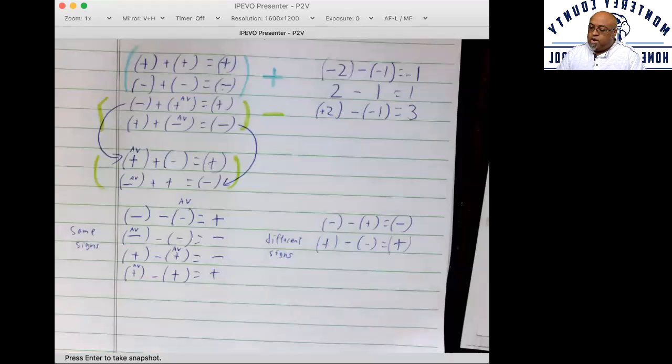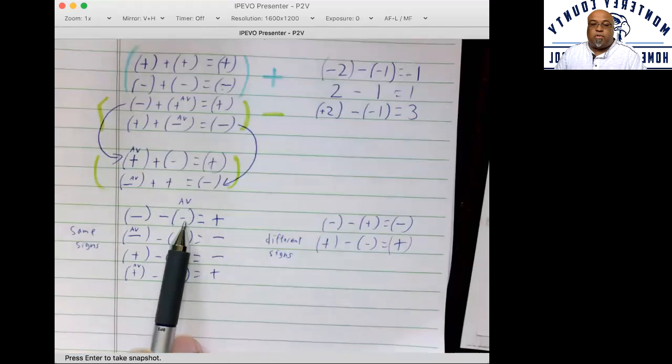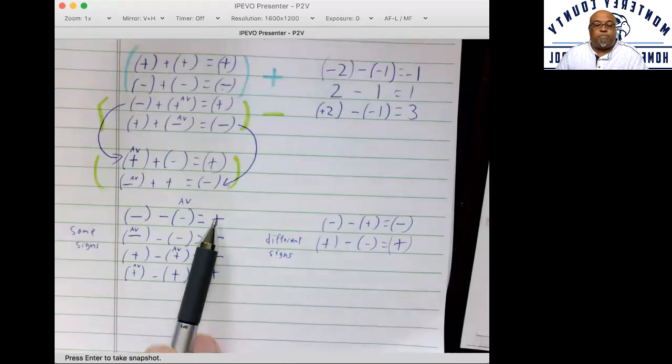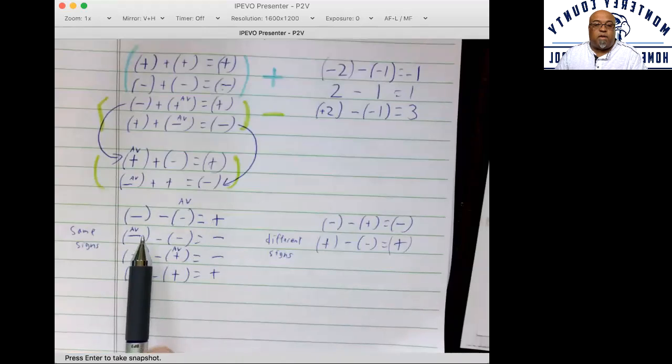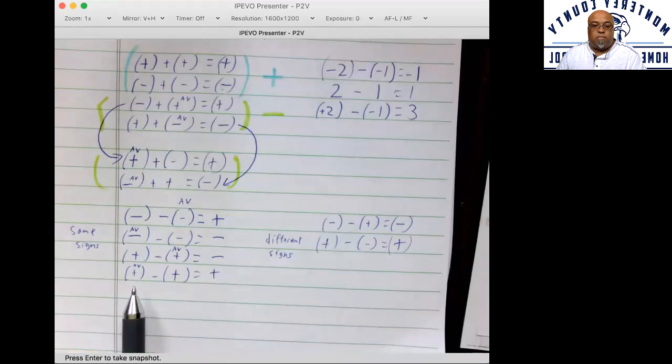So here are the rules for subtraction. If I have a negative minus a negative of greater absolute value, the answer is positive. If I have a negative of greater absolute value minus a negative, then the answer is negative. If I have a positive minus a positive of greater absolute value, the answer is negative. And if I have a positive of greater absolute value minus a positive, then the answer is positive. Now, these four scenarios are when the signs are the same. See what I mean? Negative, negative, negative, negative, positive, positive, positive, positive.